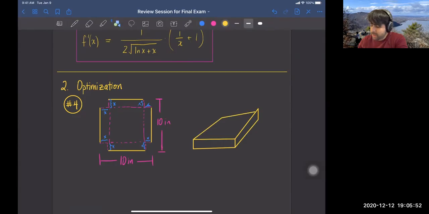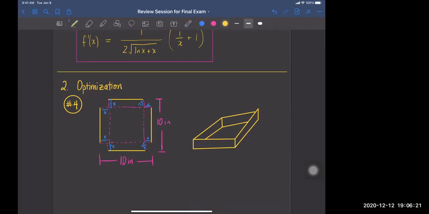I'm not the greatest drawer here, but hopefully you guys understand what I'm trying to do, right? So I'm trying to create a box, not the greatest box here, but what do I know about the dimensions of this box? Can you guys tell me how long this side is, how long these sides are, how long these dimensions are?